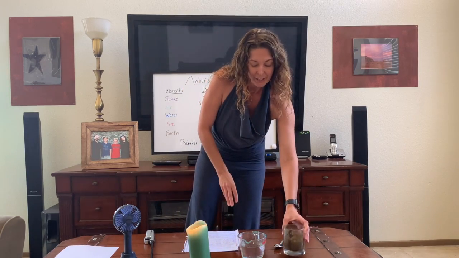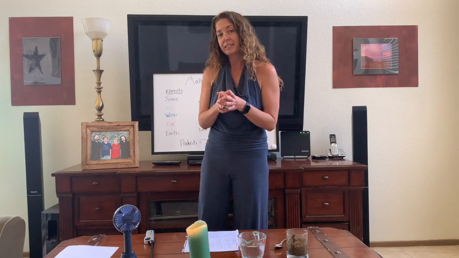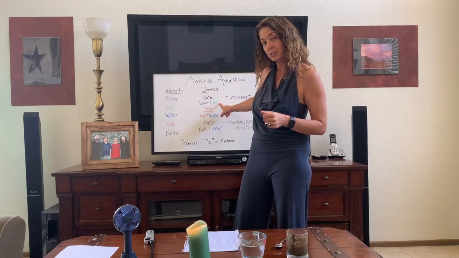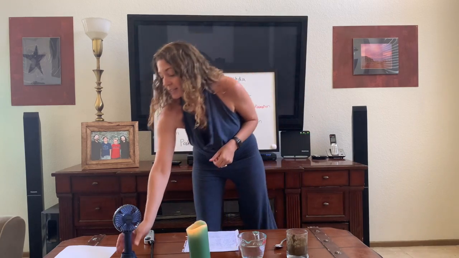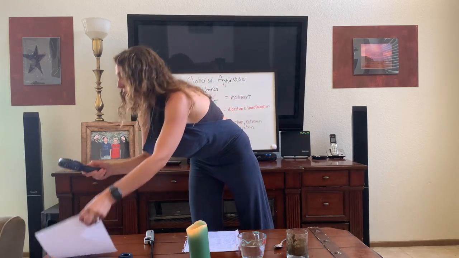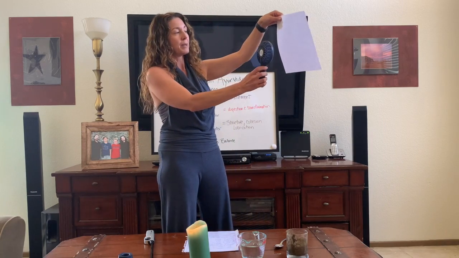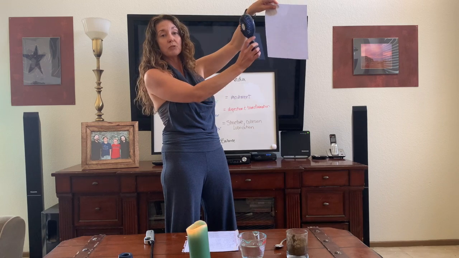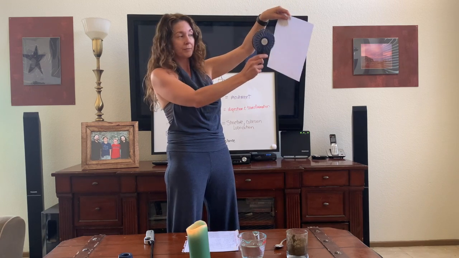All right. So these 5 elements mix up into 3 doshas. So starting with Vata dosha. Vata dosha is space and air. So we take the air and we blow it onto space, through space. And as you can see, that creates movement and friction.